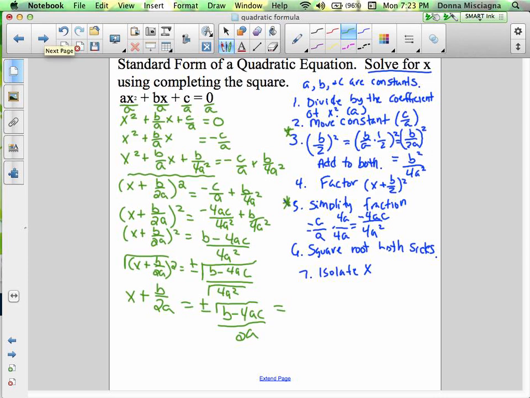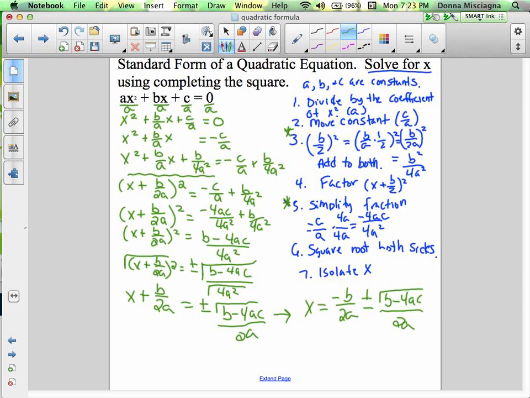Our goal was to solve for x. So we have to subtract b divided by 2a from both sides. I shouldn't put an equals, I'll just put an arrow. So we're going this direction now, and this is my last step. So x is equal to, if I'm subtracting b divided by 2a, I have negative b divided by 2a, plus or minus the square root of b squared minus 4ac divided by 2a.